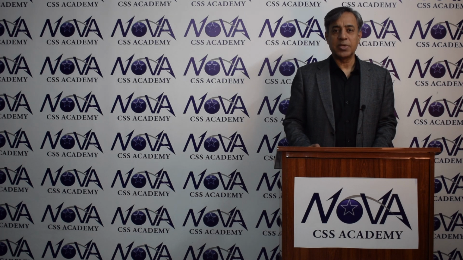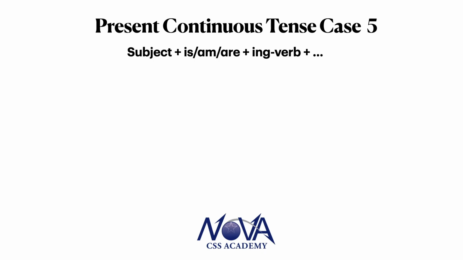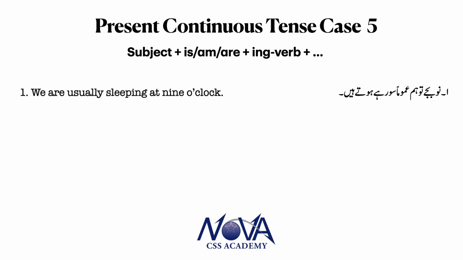Here are some more examples of this case. So, here is the first Urdu sentence which I read for you. 9 बजे तो हम अमूमन सो रहे होते हैं. This means that when it turns 9 o'clock, we are already asleep. And by 9 o'clock, we are continuing in this state. So in this case, we will once again make use of the structure of the present continuous tense, and the translation for this sentence will become, we are usually sleeping at 9 o'clock.